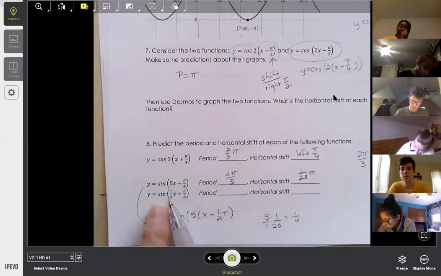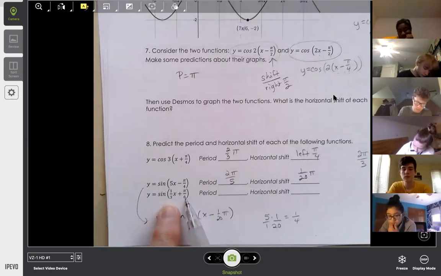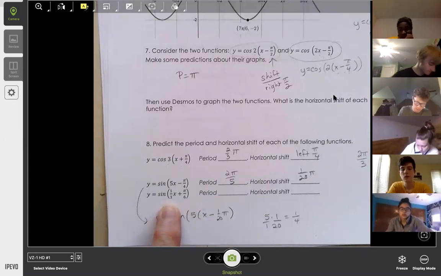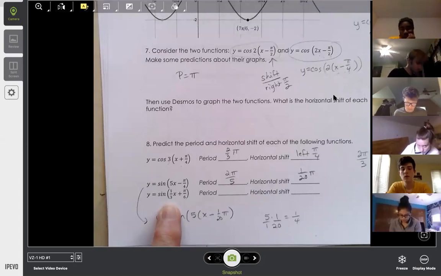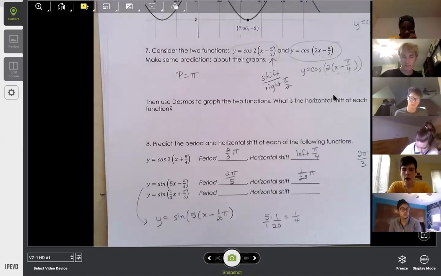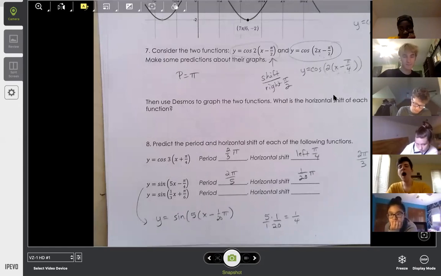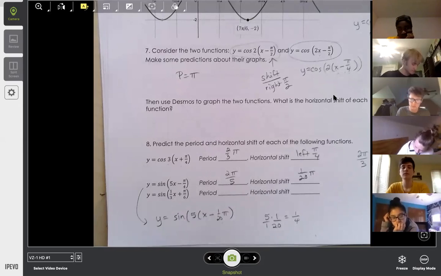All right, y equals sine of 1/3 x plus pi over 6. What's the period going to be? Graham, what's the period? That 1/3 x, what's that do to it? Is the period going to get smaller or bigger? It's gonna get smaller. No, it's gonna get bigger. Sorry. Okay, so what's the period going to be?